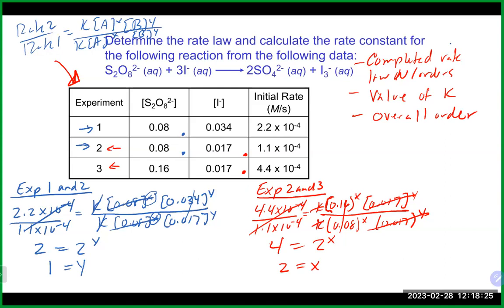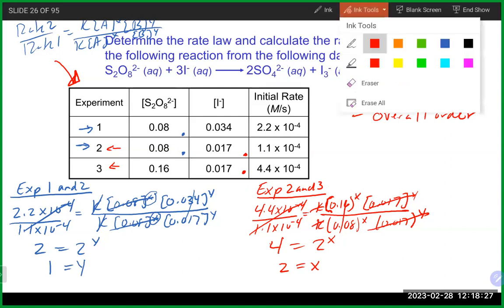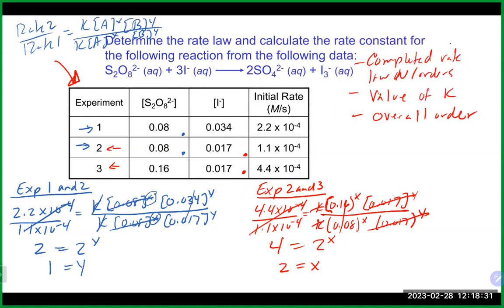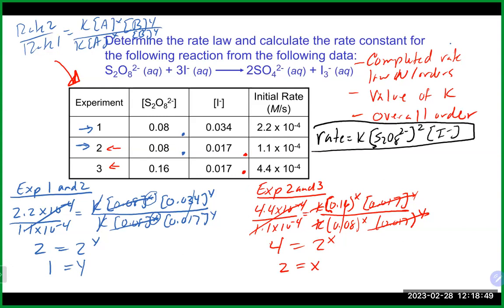That means our completed rate law at this point would be something like the rate is equal to k times [S2O8 2-] to the second and [I-] to the first. First off, any questions on any part of that calculation there? Yeah.